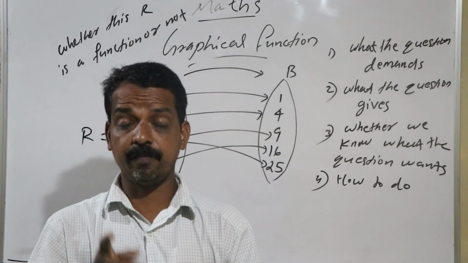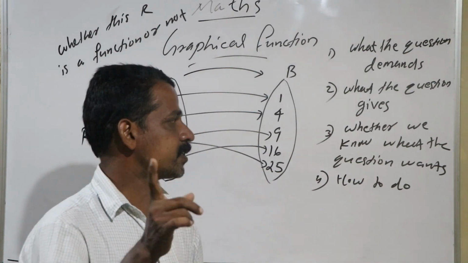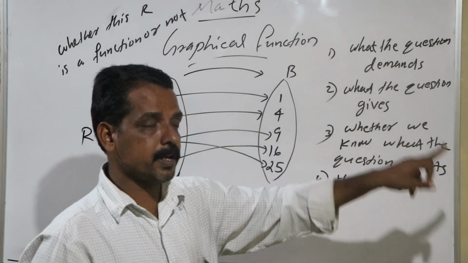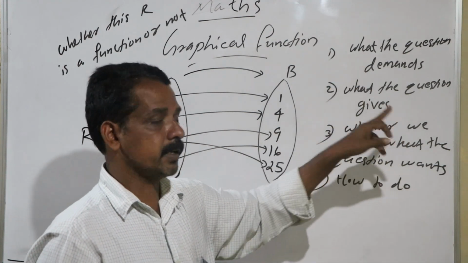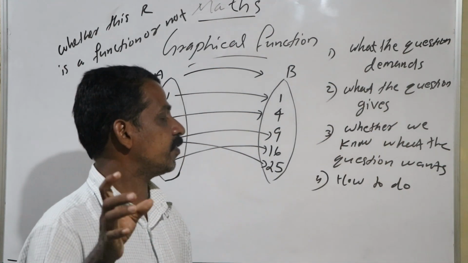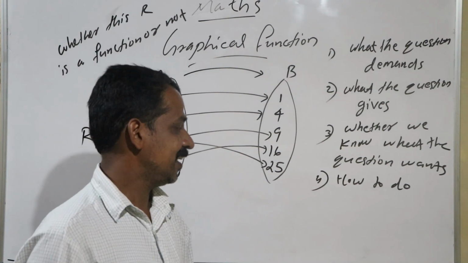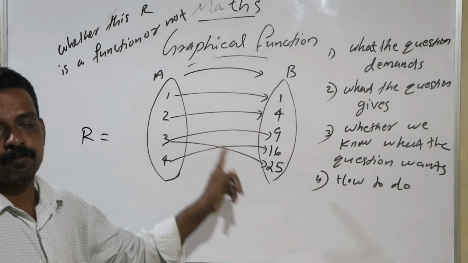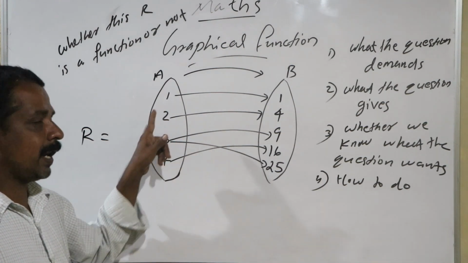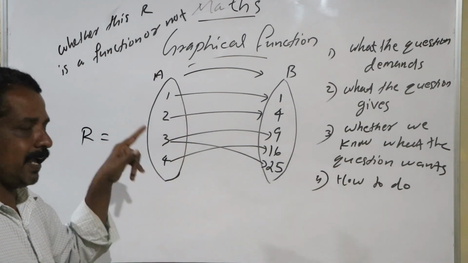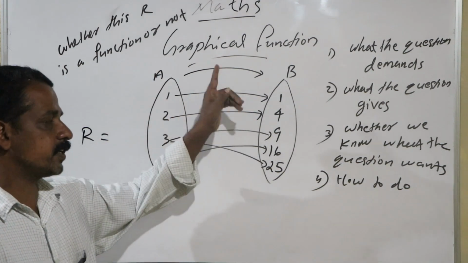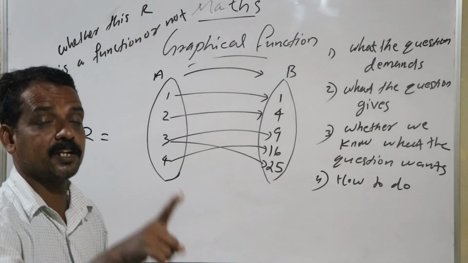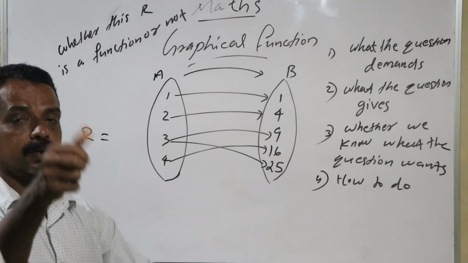Okay, when we get a question, we must ask four questions ourselves: what the question demands, what the question gives, whether we know what the question wants, and how to do. This is not a function because the element 3 in set A has two images in set B. So, very important, the relation from A to B is not a function.